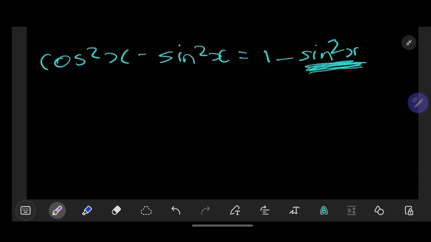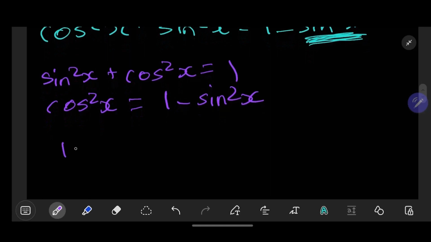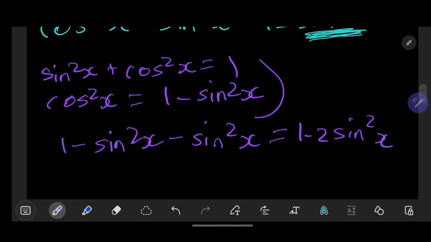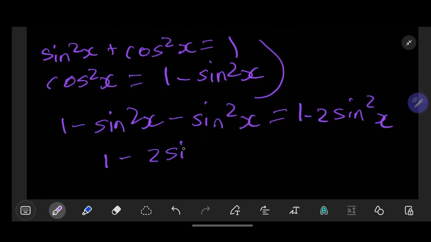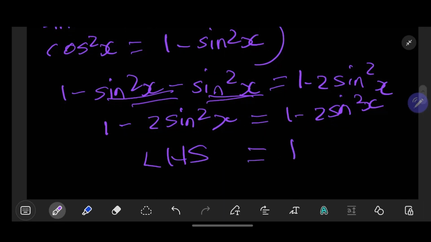Now we know that sine squared x plus cos squared x is equal to 1. So I can show that cos squared x is equal to 1 minus sine squared x. If I take this and plug that into our original question, I now have 1 minus sine squared x minus sine squared x, which is now 1 minus 2 sine squared x. These are like terms, so I can add them, and it is equal to 1 minus 2 sine squared x. So I now have the left hand side equal to the right hand side.